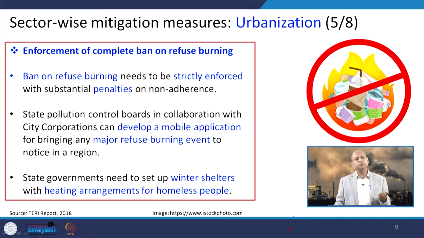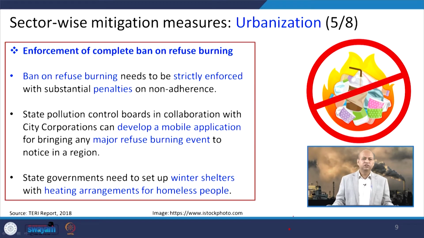For that purpose, state pollution control boards in collaboration with city corporations can develop mobile apps. In this digital age, mobile apps are quite popular, so that people can bring refuse burning events to the notice of people in a particular region, and that community can be sensitized about these activities. And state governments need to set up winter shelters with heating arrangements for homeless people.